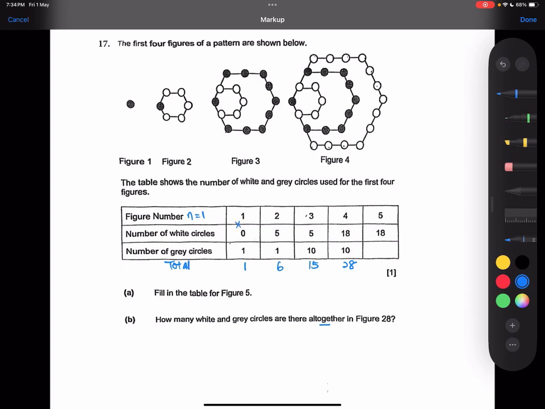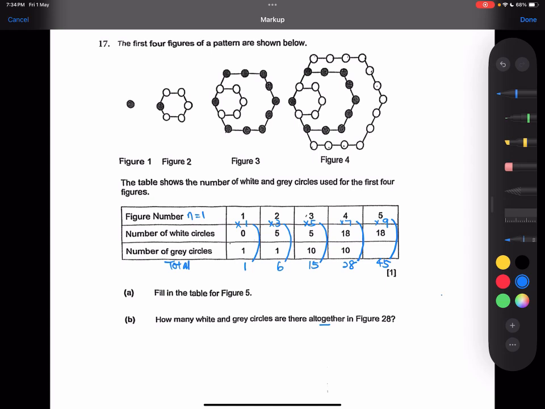You can see that n times 1 will be 1, n times 3 is 6, n times 5 is 15, n times 7 is 28, and this is n times 9. Let's fill this in first. Total is 45.